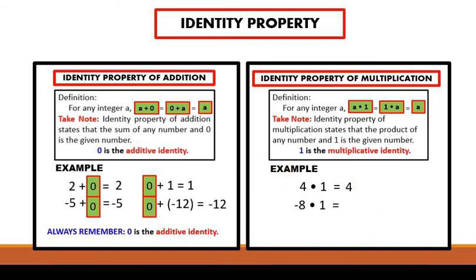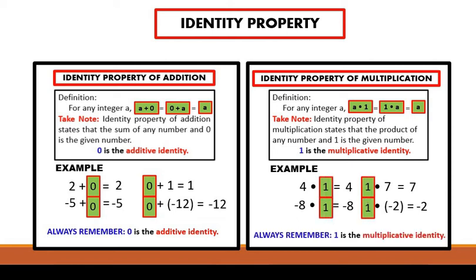Okay? Negative 8 times 1, that is still negative 8. 1 times 7, that is still 7. 1 times negative 2, that is still negative 2. So, that is called identity. Remember, 1 is the what? Multiplicative identity. So, hindi sila parehas. Sa addition, ang identity ay 0. Sa multiplication naman, ang multiplicative identity is 1.